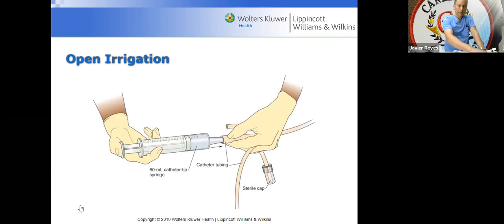Now, sometimes patients will have their catheter clogged, okay? The patients will start urinating and the urine will come outside. It'll start coming out of the bladder.